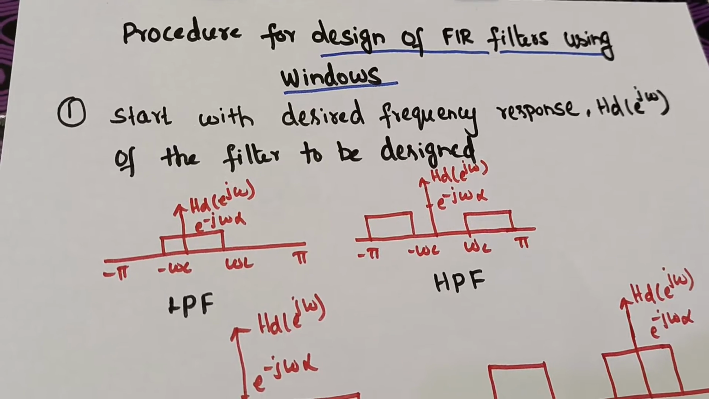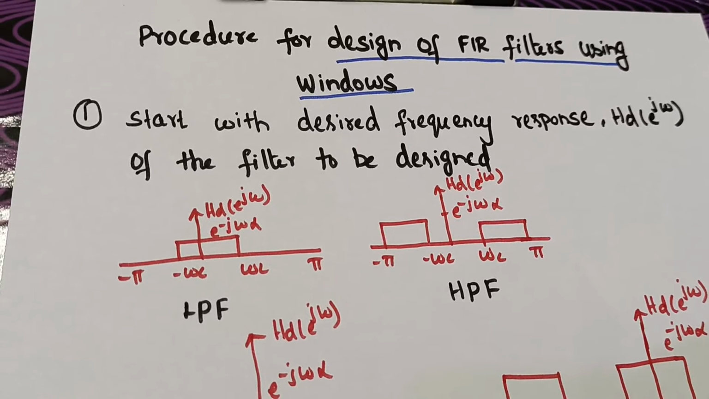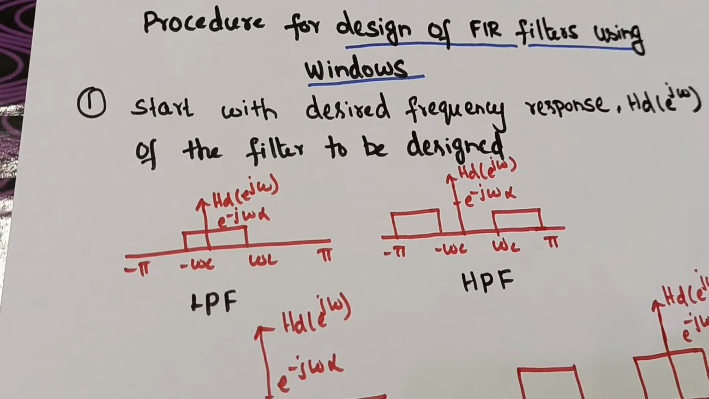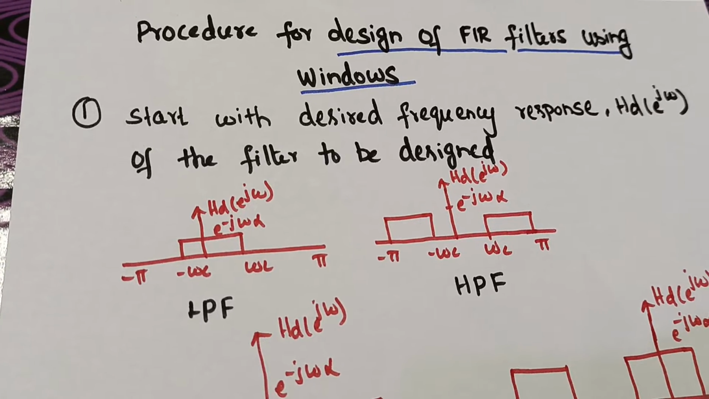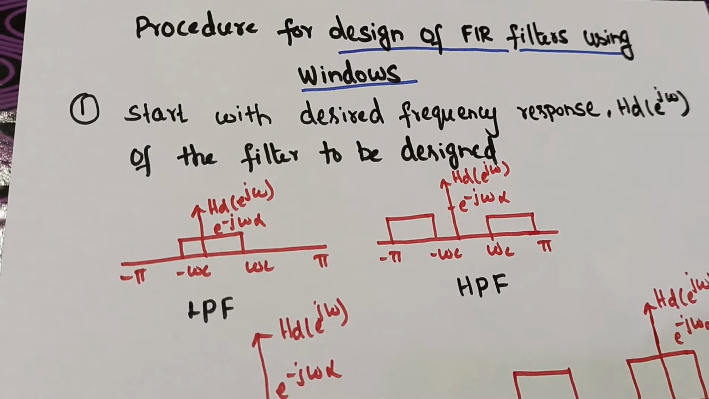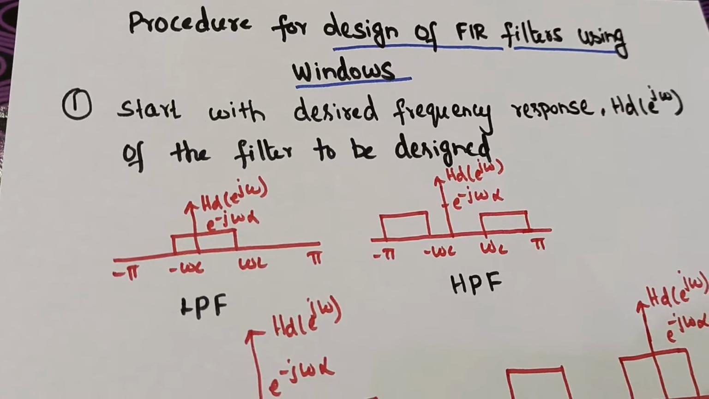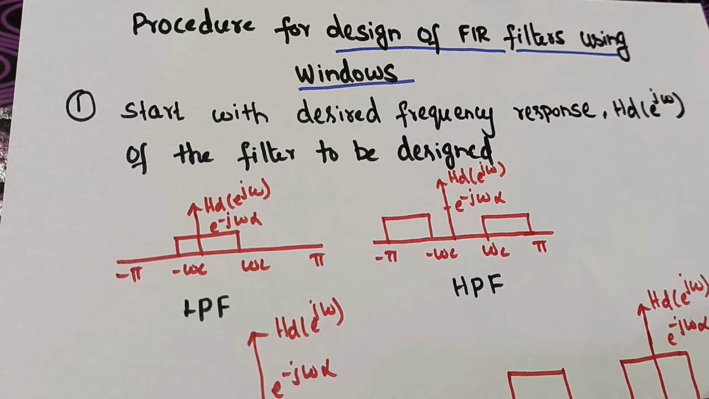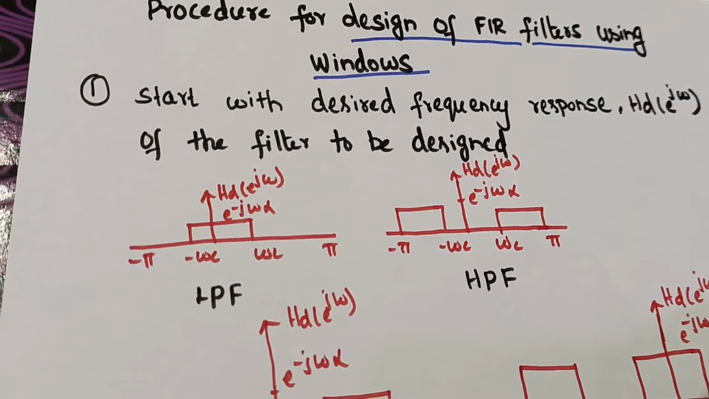In this video, we are going to learn the procedure for design of FIR filters using Windows. As we know, we have three different types of FIR filter design methods named as Fourier series method, windowing method, and the frequency sampling method. Now let's look into the procedure for design of FIR filters using this windowing method.